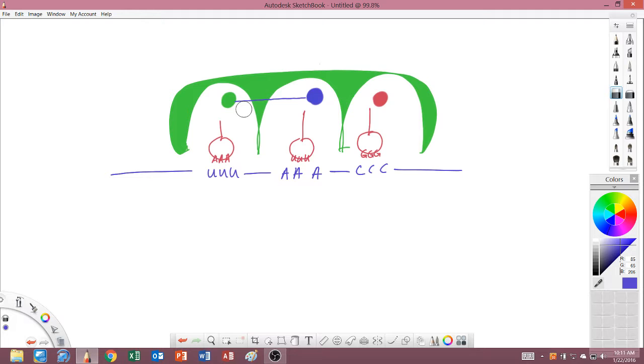So is it made between P and E or between P and A? No, P and E. But the bonds are made here. It's just that, as I said, technology is limited. I have to put them in here. All the bonds are made where? In the P site.